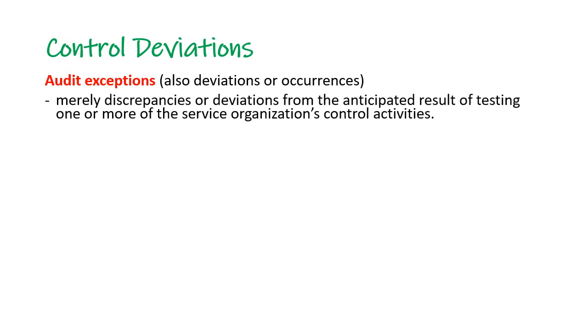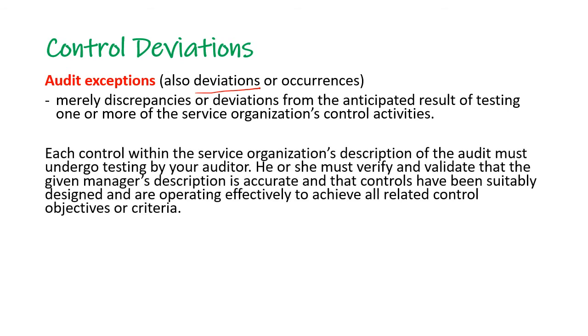So, upon your testing of the controls, you can discover control deviations, or these are also called audit exceptions. Audit exceptions are merely discrepancies or deviations from the anticipated result of testing one or more of the service organization's control activities. So, pag moingon tag mo deviate, diba? Pag mo deviate na siya, nagpalahi. So, wala siya mo tunong or wala siya mo ayon sa kung unsa man dapat ang mga control activities.